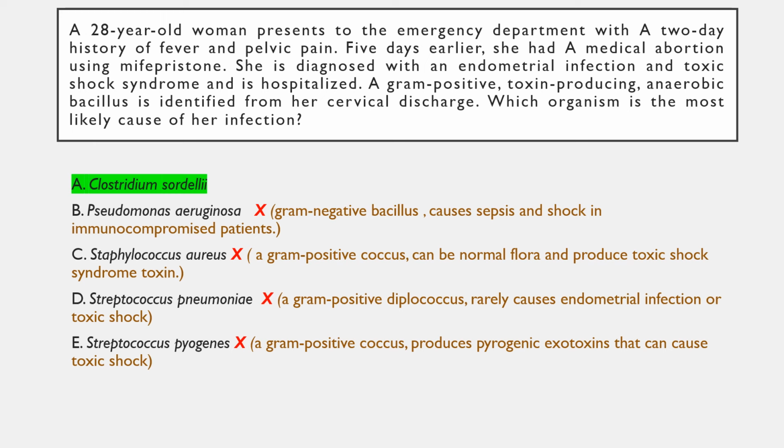Option D is incorrect, as Streptococcus pneumoniae is a gram-positive diplococcus and is unlikely to cause endometrial infection or cause toxic shock. Option E is incorrect, as Streptococcus pyogenes is a gram-positive coccus that grows in chains. Streptococcus pyogenes makes pyrogenic exotoxins that are superantigens and can cause toxic shock.